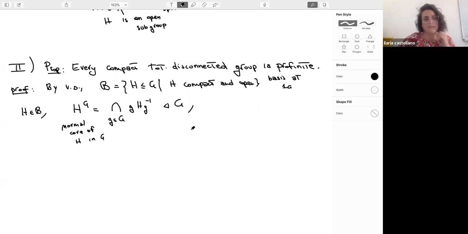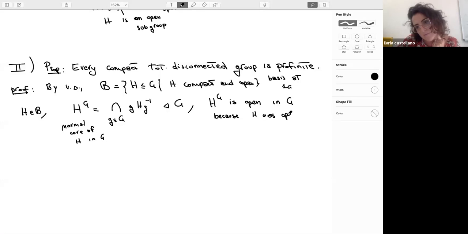Then what else can we say? H_G is open in G because H was open and G compact. This means that H has finite index inside G. So there are only finitely many conjugates of H in G.